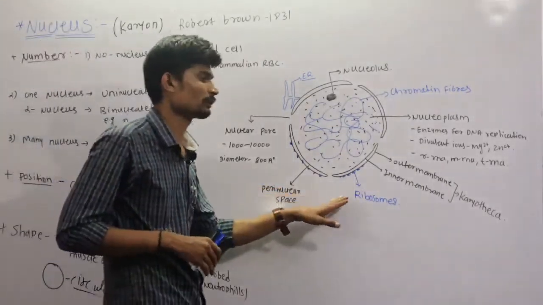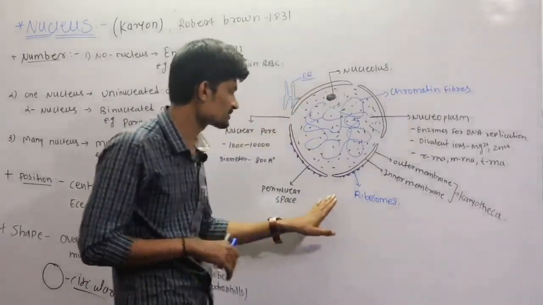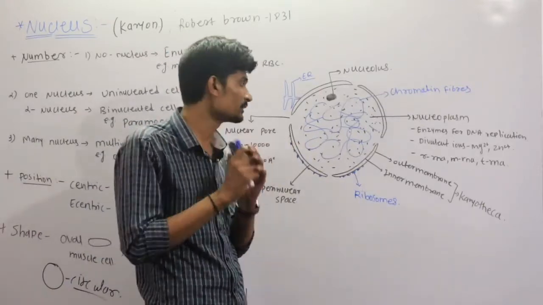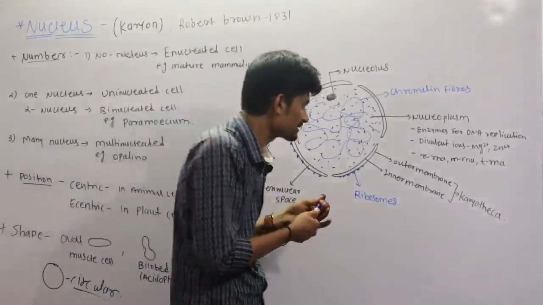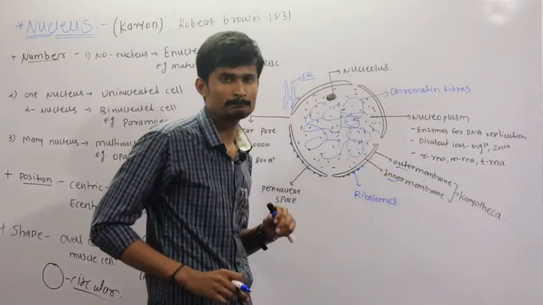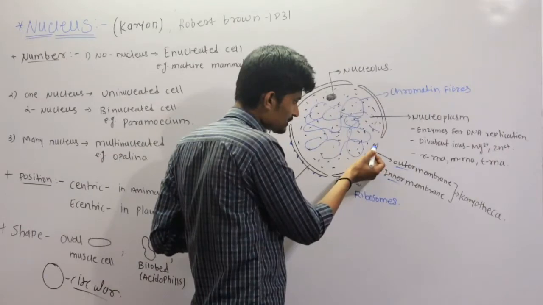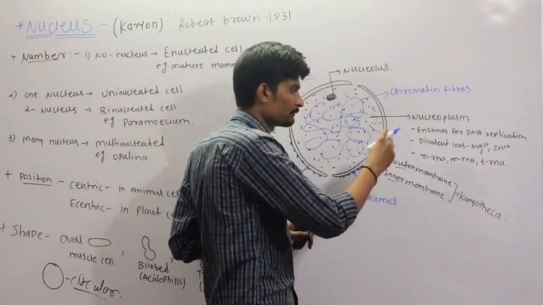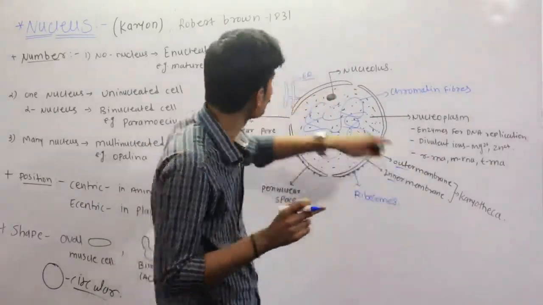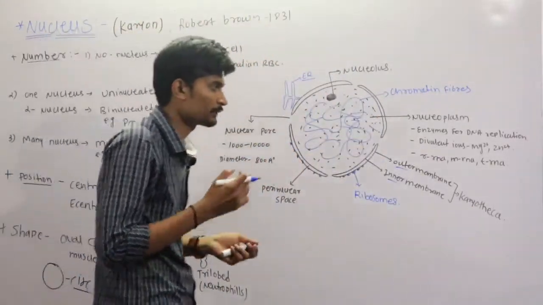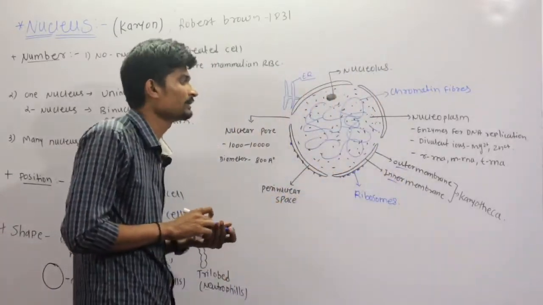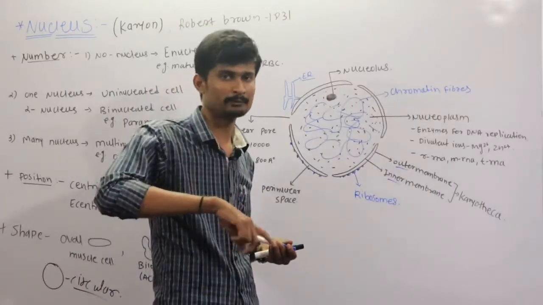Now the actual structure of the nucleus. The structure of the nucleus consists of the nuclear membrane, and that membrane is divided into two membranes, the outer membrane and the inner membrane. Collectively, the outer and inner membrane are called karyotheca. Theca means covering and karyo means nucleus, that is why karyotheca, or this is also called the nuclear membrane.